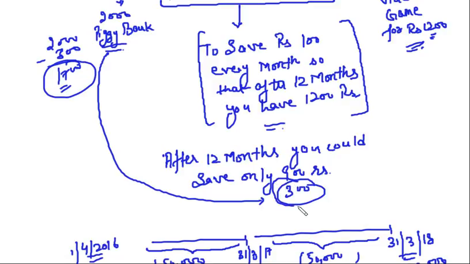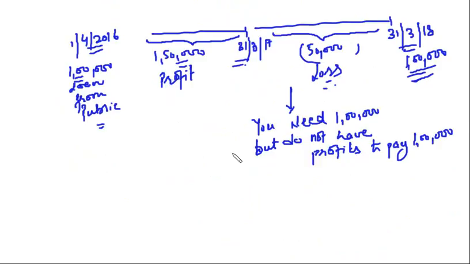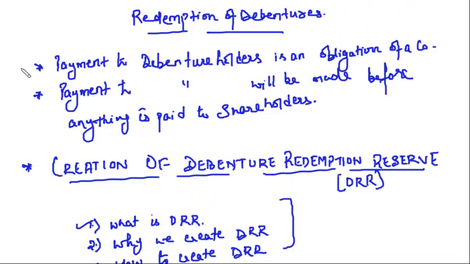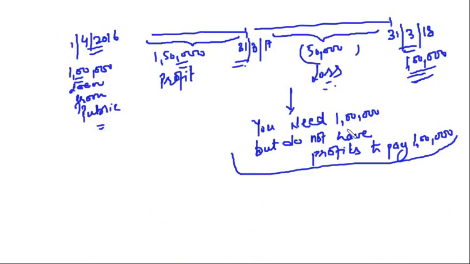So how you compensated these 300 rupees? You anyhow wanted to buy that video game which cost 1200. You have 900 out of your savings. Then how you compensated those 300 rupees? You compensated those 300 rupees from your piggy bank. So is the company under obligation to compensate this 1 lakh rupees? This is the point. Yes. Payment to debenture holders is an obligation of a company. That means whether the company is earning profits or not, you have to make payment to debenture holders.